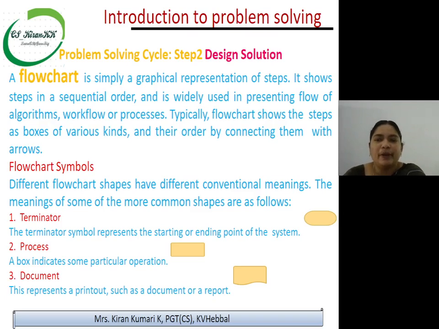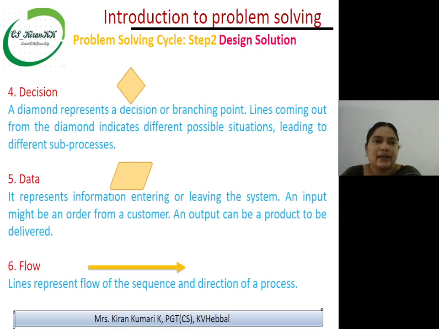For a document, it is a rectangle with one edge curved, which represents that a document is attached. Then, like in the previous case, if A is greater than B, then do this. If A is greater than B is false, it comes to the else case, do this. In that case, there is a decision involved. If this is true, do this; if this is not true, do this. Whenever a decision is involved, we use a diamond shape.